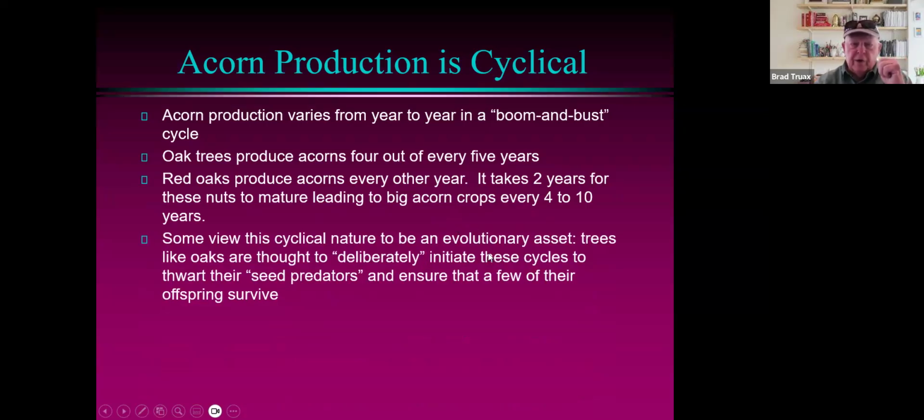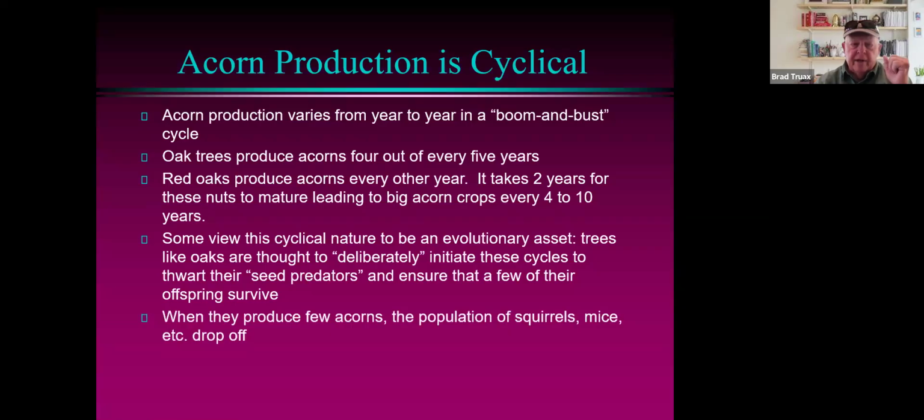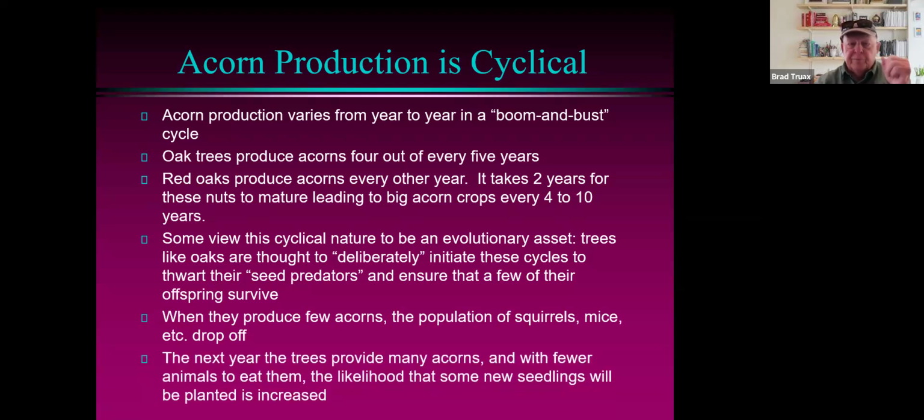The trees, like oaks, are thought to deliberately initiate these cycles to thwart what we call seed predators and ensure that a few of their offspring survive. So when they produce very few acorns, the population of squirrels, mice, etc., is going to drop off the next year. So the next year, the trees provide many acorns, and because there are fewer animals around to eat them, it's likely that some of the new seedlings will be planted.